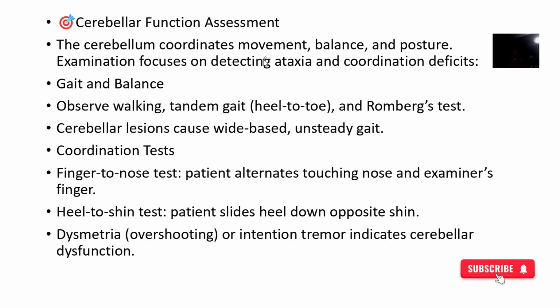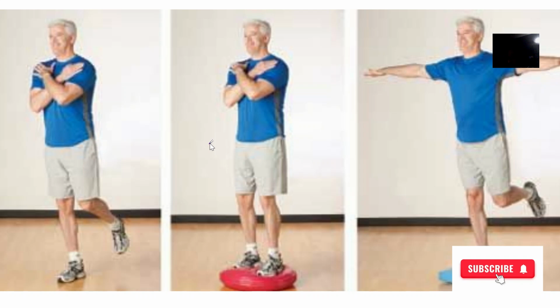So the cerebellum coordinates movements, balance and posture. So the examination here is focusing on detecting ataxia and coordination deficits. So you are looking at the gait and balance. You are observing how they are walking. They do tandem gait, that's heel to toe, and Romberg test, cerebellar lesion. You are looking at that because it will cause unsteady gait. You balance on one foot.